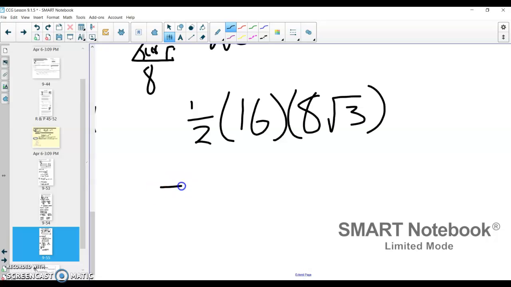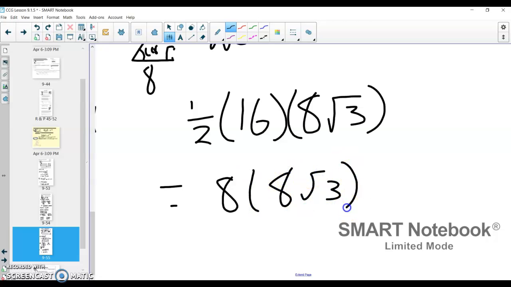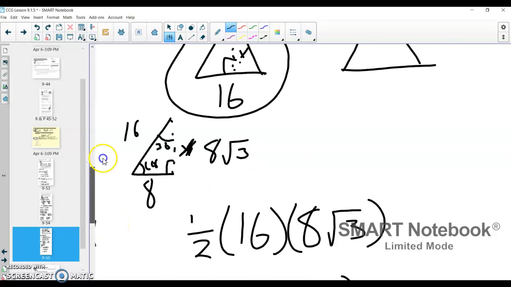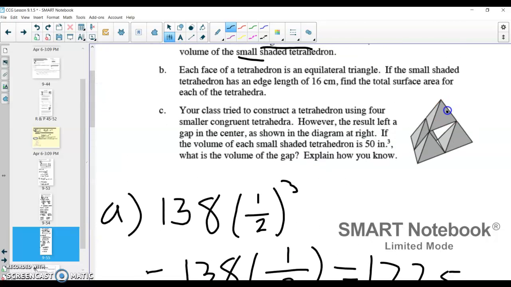When I work this out right here, 1/2 times 16 is 8. 8 square root of 3 stays 8 square root of 3. And then when I multiply this, I do 8 times 8, and I let the square root of 3 hang on there. And so 8 times 8 is 64, and the square root of 3 just hangs on there. And that's the area of one face. That's the area of just one face of these three-dimensional shapes, this small tetrahedron.